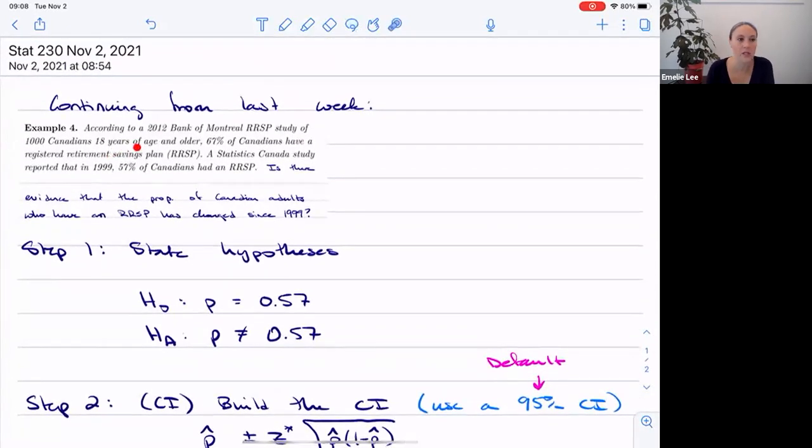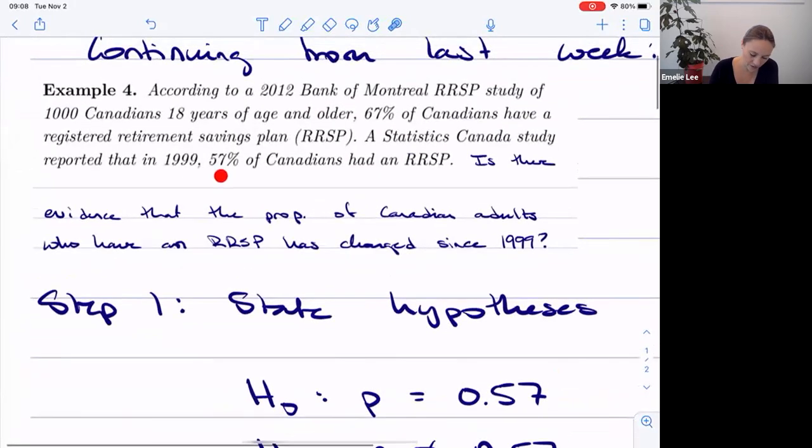We had a question, right? We're trying to see if there's been a change since 1999 in the proportion of Canadian adults who have an RRSP. We know from 1999 that it was 57%. So that's the value that we want to compare our sample proportion to. That's what goes in our null hypothesis.